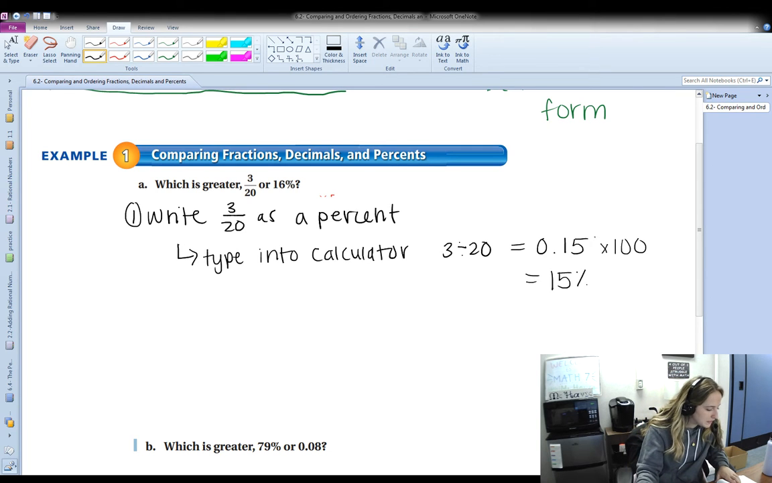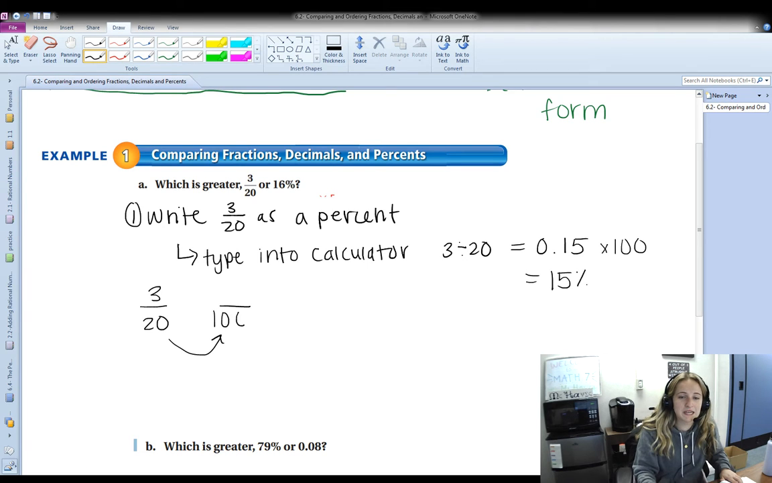The other way that you could do it is you could write 3 over 20 and go back to our ratio tables. Remember, our percent always has 100 in the denominator. So how do we get from 20 to 100? You'd have to multiply by 5, which means you want to multiply the top by 5 as well. 3 times 5 would be 15. And remember, if it's 100 in the denominator, that top number is your percent, which means that it is 15%.